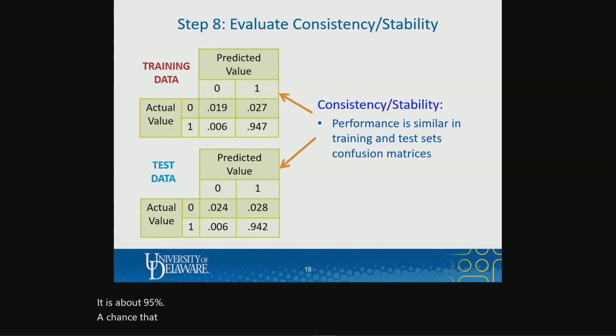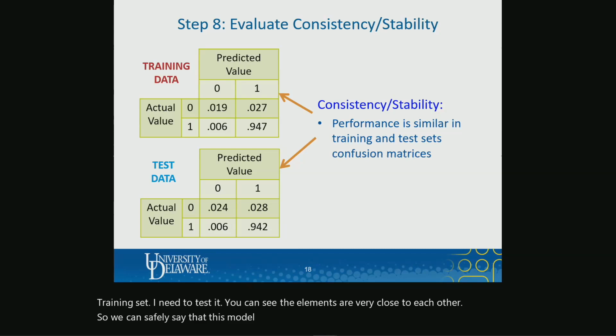chance that one would be classified as one in both cases, on both data sets. If it is one, there is about 0.6% chance to be classified as zero in both cases. And if it is zero, it is about 2.7% chance to be classified as one in the training set and in the test set. You can see the elements are very close to each other. So we can safely say that this model is consistent and stable.